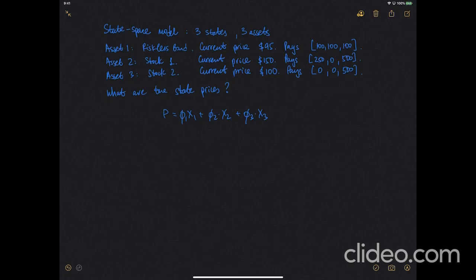So let's start with the riskless bond. We get 95 equals phi 1 multiplied by 100 plus phi 2 multiplied by 100 plus phi 3 multiplied by 100. Now for the second asset, or our first stock, we can write down the following equation.